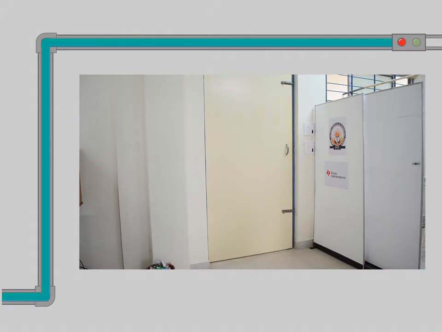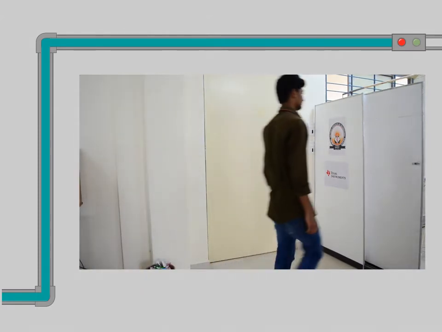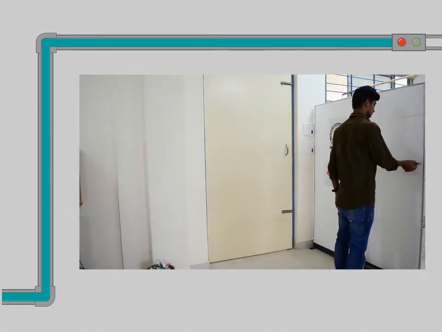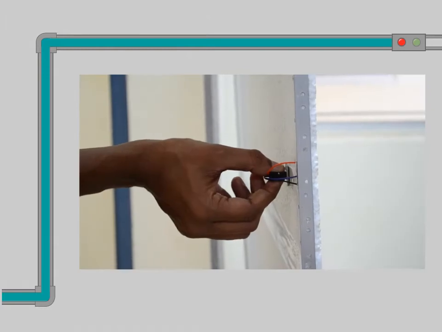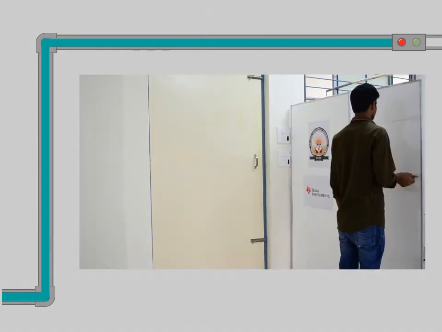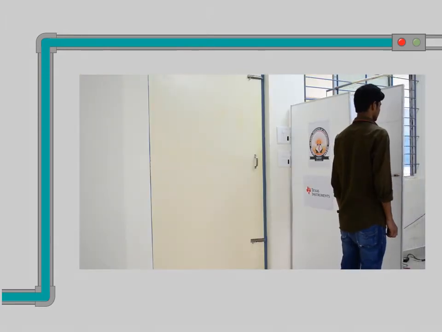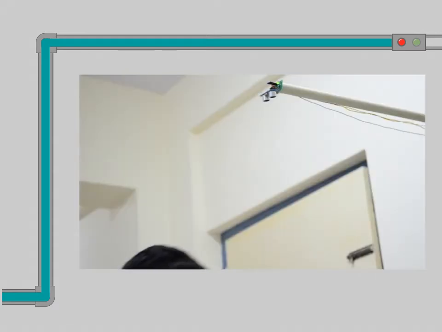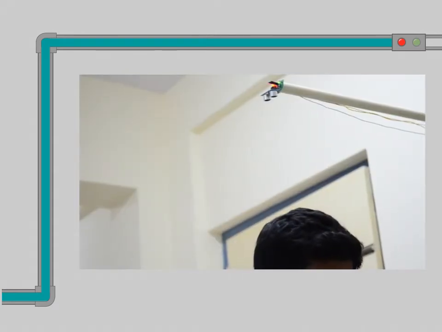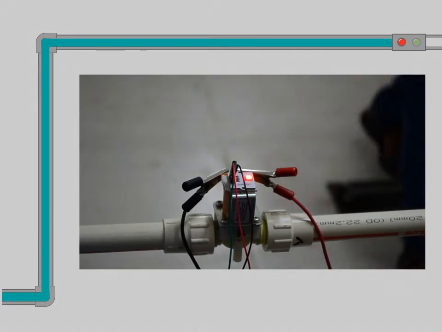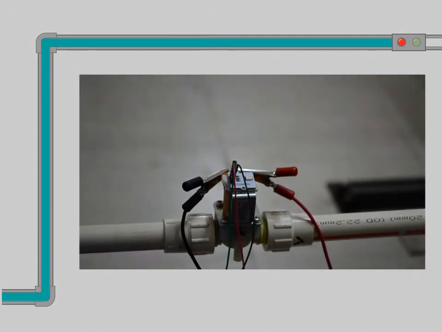So let us consider a basic user scenario where we have a person walking towards the water utility setup. When the user touches the doorknob, he will be in contact with a temperature sensor, which leads to a sudden change in temperature that is detected by the controller. An ultrasonic sensor would detect the user's presence and drive the solenoid valve from closed state to open state.